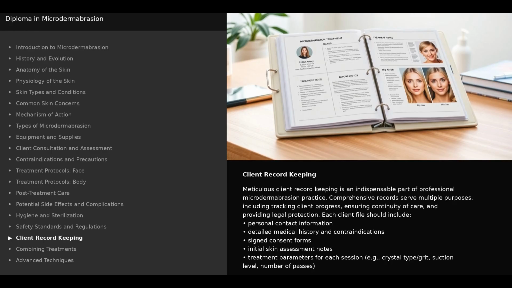treatment parameters for each session, for example, crystal type, grit, suction level, number of passes, post-treatment observations and recommendations, before and after photographs. These records provide a complete history of the client's journey and treatment efficacy. Accurate documentation is a hallmark of professional practice.